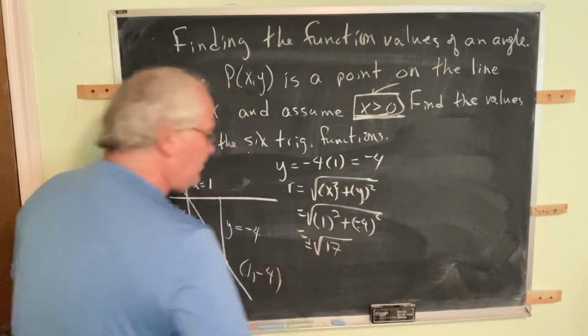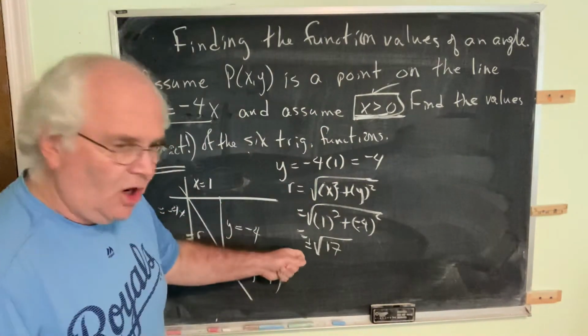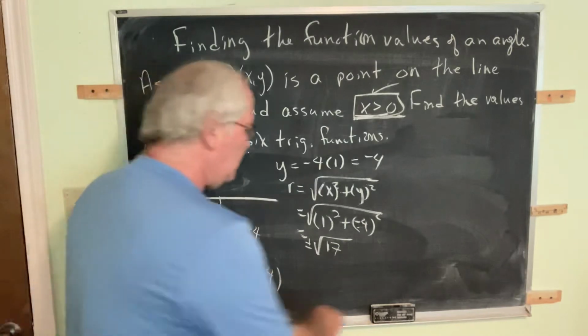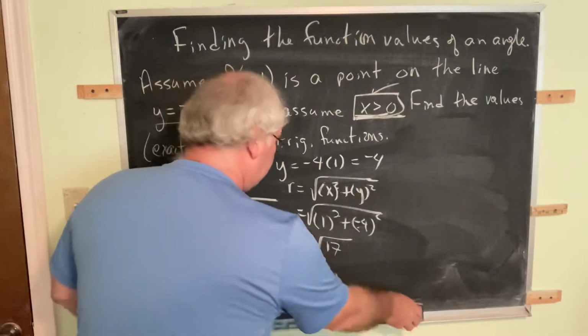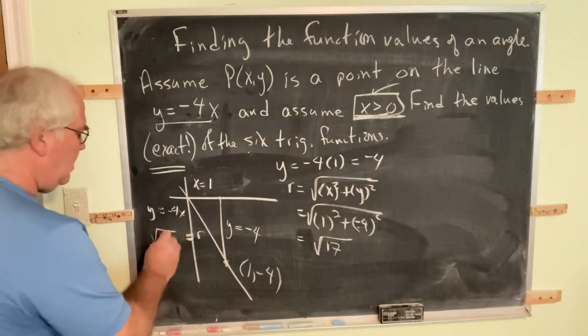Actually, it's positive or negative. Which one do we pick? For r, we always choose the positive value. And so we know that r is equal to the square root of 17.